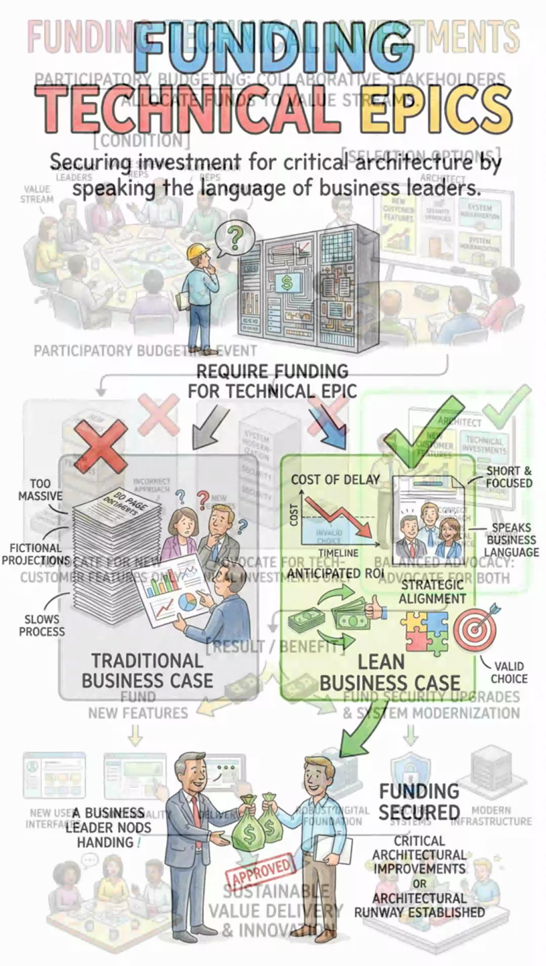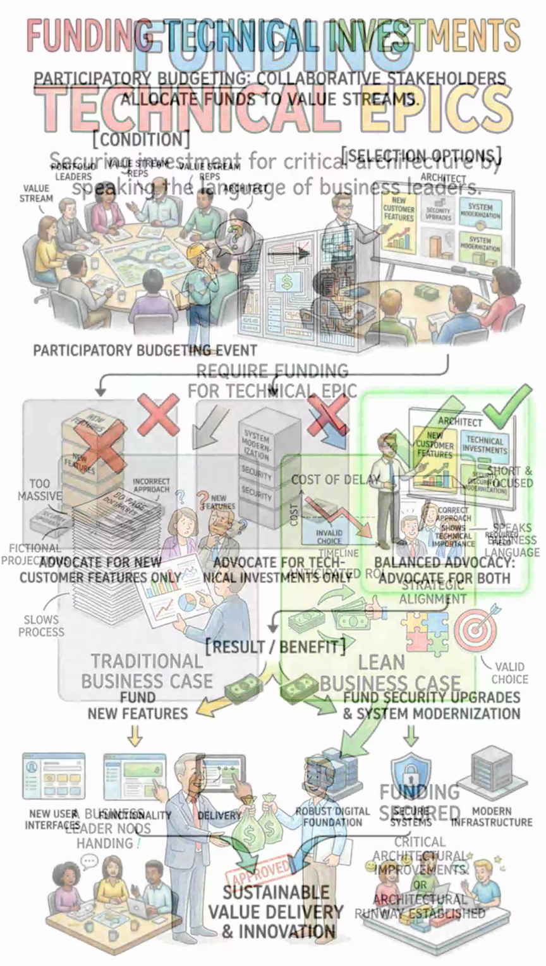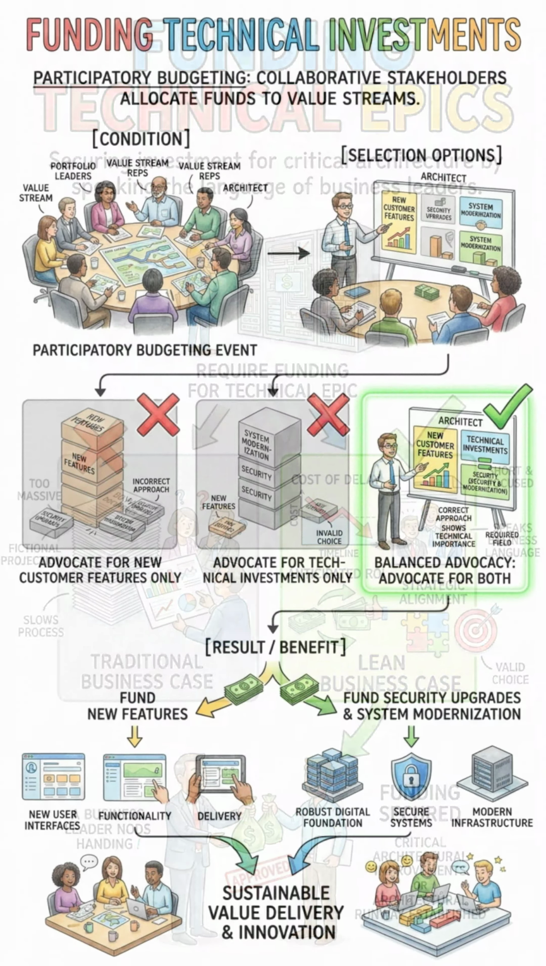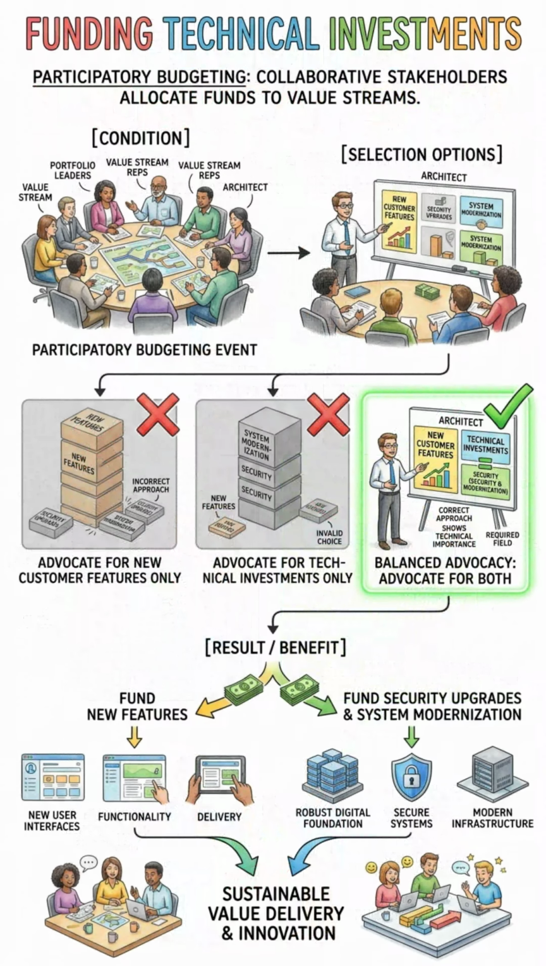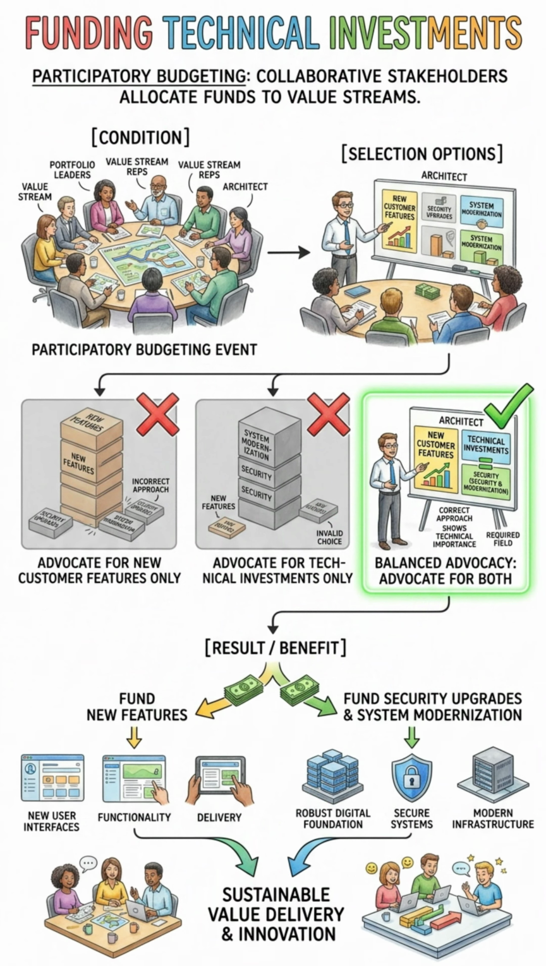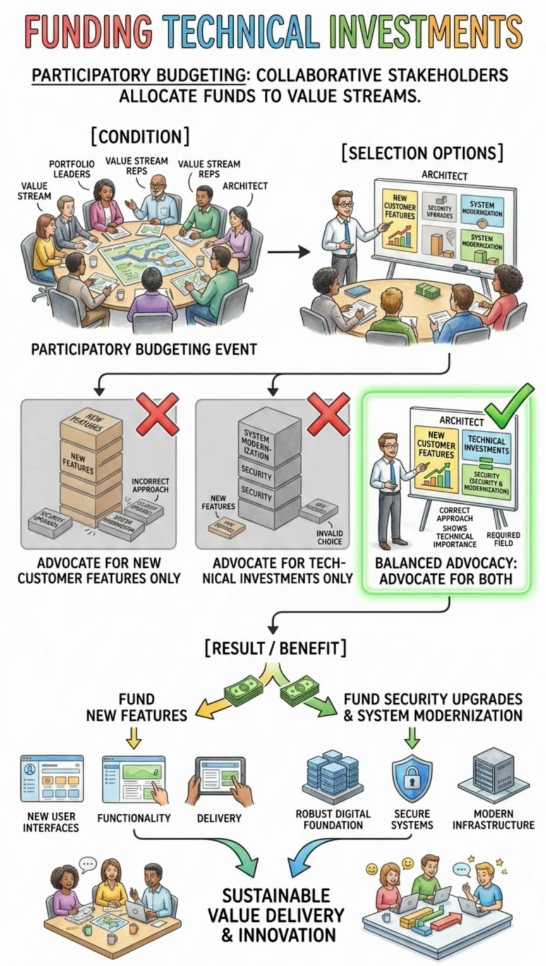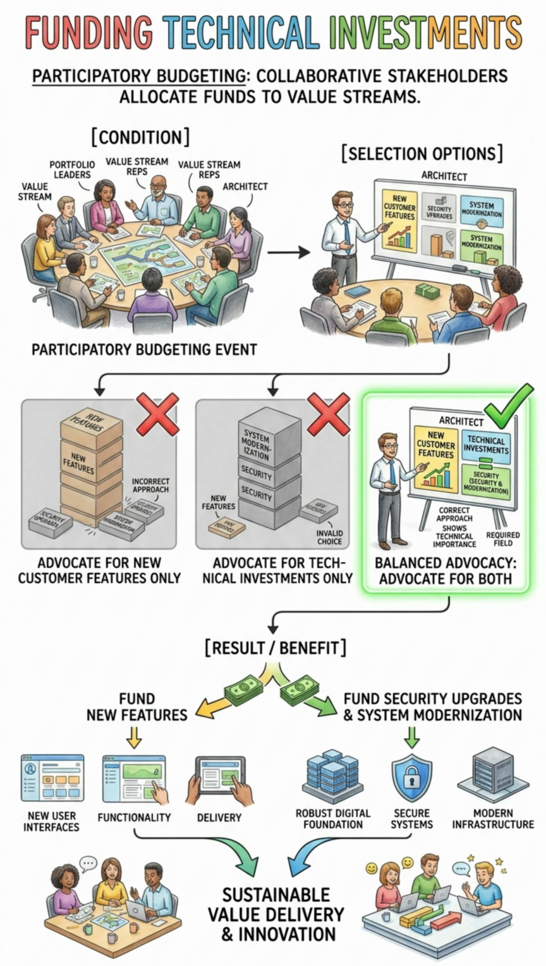Funding in SAFe is handled through a collaborative process called participatory budgeting. Instead of executives deciding budgets behind closed doors, stakeholders from across the portfolio come together to distribute funds among various value streams. As an architect, you must actively participate in this event to advocate for technical investments. You must clearly explain why allocating budget to security upgrades or system modernization is just as important as funding new customer features.